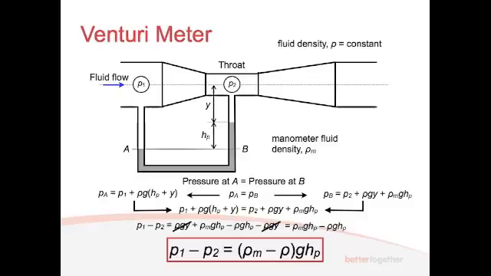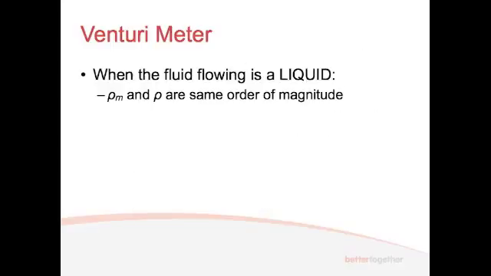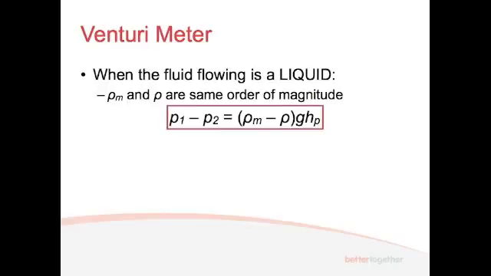So that's fine when the manometer is flowing with a liquid. When the fluid is flowing through the pipe as a liquid, we know that rho m, the manometer fluid density, and rho, the density of the fluid that we're measuring, are of the same magnitude. So, for example, water is 1,000 kilograms per meter cubed, and mercury is 13,600. So they're of the same sort of order of magnitude. So we need to include them both in the equation, and so we end up with this equation, which you've just seen.